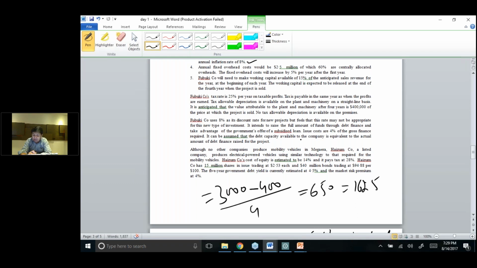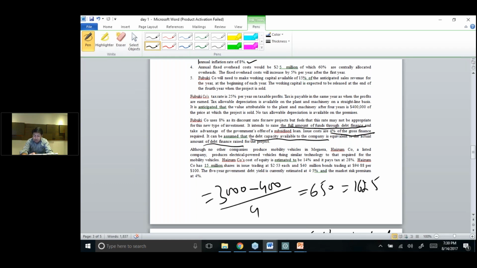appropriate for this new type of investment. Obviously, the feeling was true because financial risk is changing and company is going to use the APV. It intends to raise the full amount of funds through debt finance. If you raise full amount of funds through debt finance, that means your gearing is going to be changed. And to take the full advantage of the subsidized loan, issues cost is 4% of the gross finance. You have to gross up the funds. It can be assumed that debt capacity available to the company is equivalent to the actual amount of debt finance raised. That means there will be no unutilized capacity.